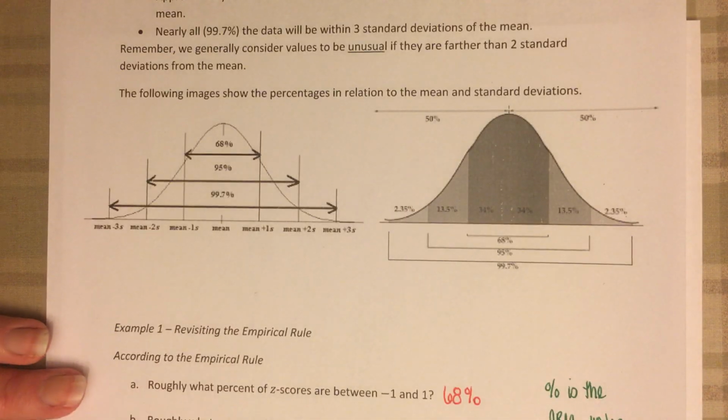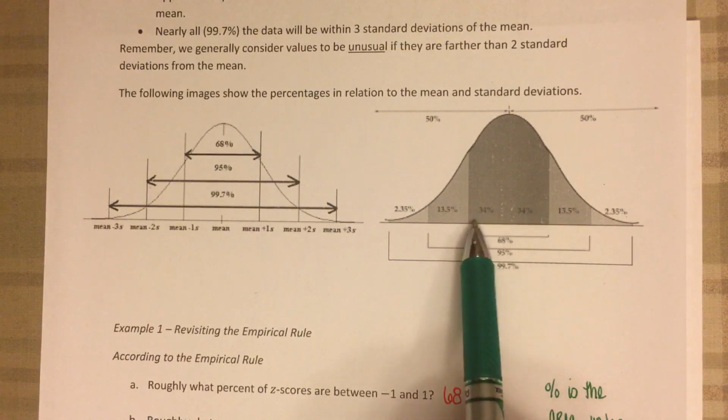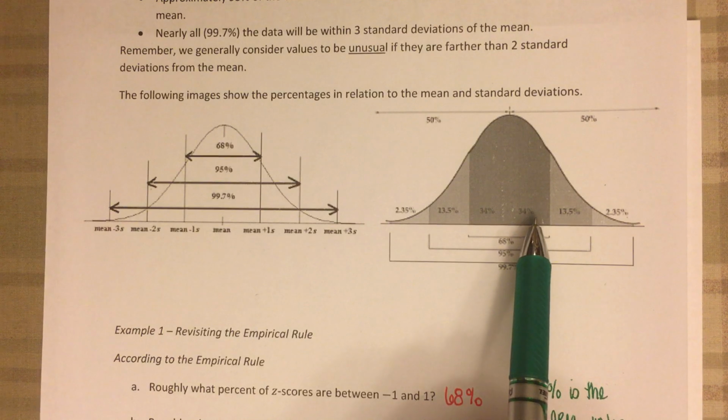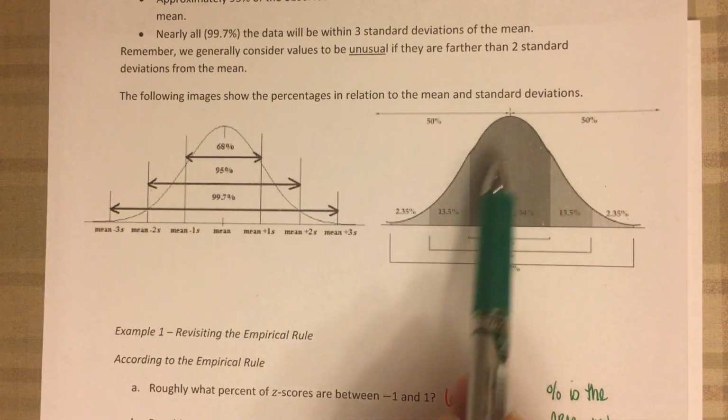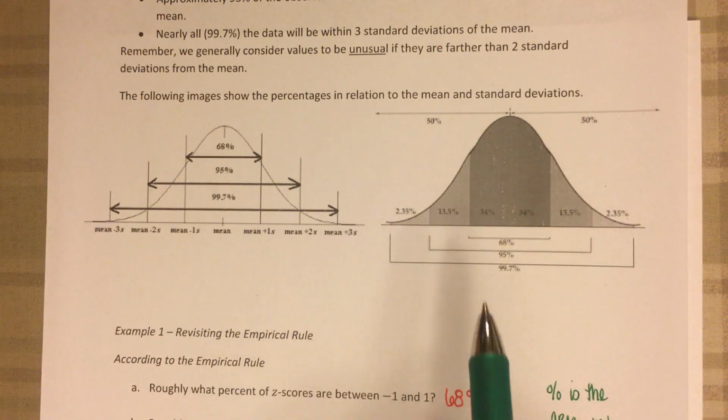So again, going back up and looking at this image, 68% is between one standard deviation, right? 34% on each side of our mean. The area under the curve in this particular case would be 0.68 out of 1. So all of these different percentages that we've looked at for our empirical rule are connected to the idea of area.